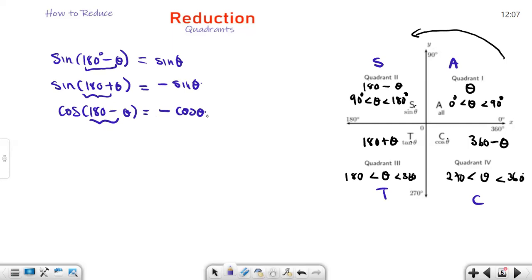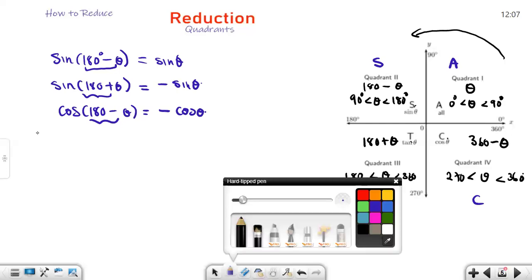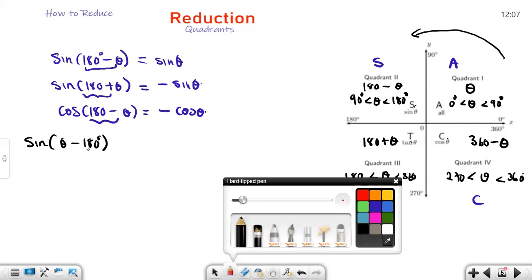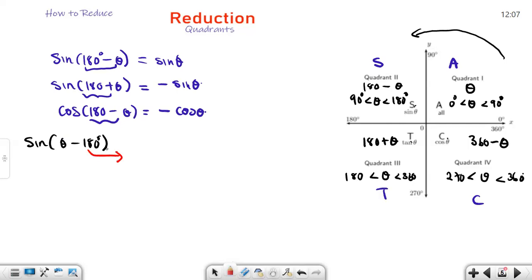I'm going to show you how to use a calculator. It's going to be crazy. Number 2, if I give you something like sine of theta minus 180, let me give you a note. Do we have theta minus 180? We don't have it. It's 180 minus theta.